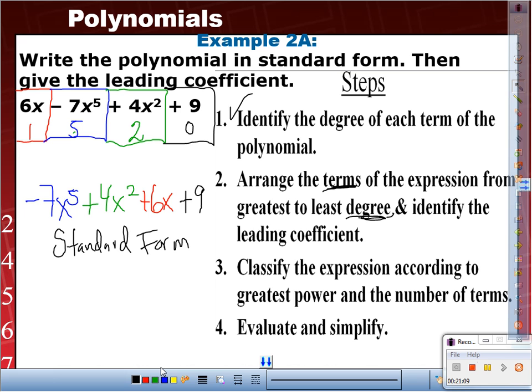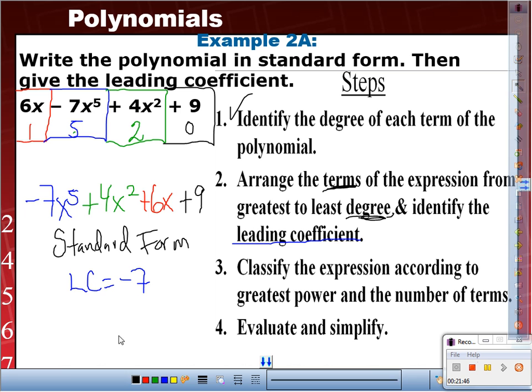Everybody look up. The leading coefficient is the coefficient of the first term once it's in standard form. This is in standard form. What is my first term? This one. What is the coefficient? The word coefficient means the number multiplying the variable. So look at this. What number is multiplying the variable? Negative 7. So the leading coefficient is negative 7. Now, hold on before you write that down.